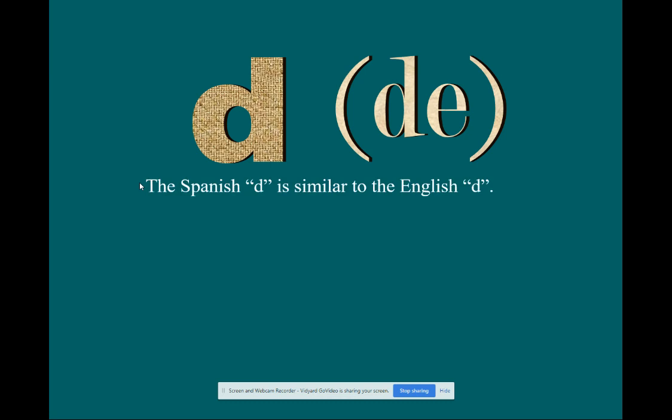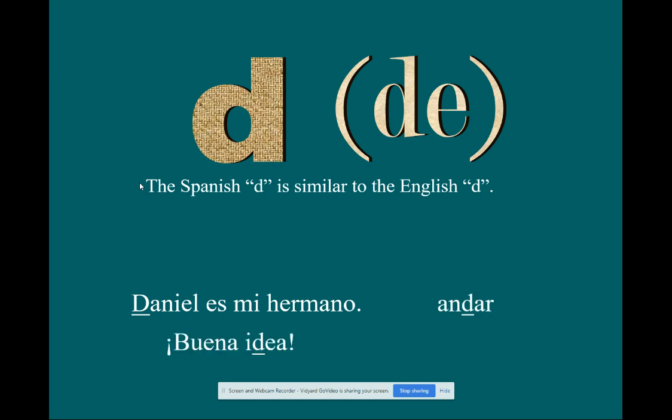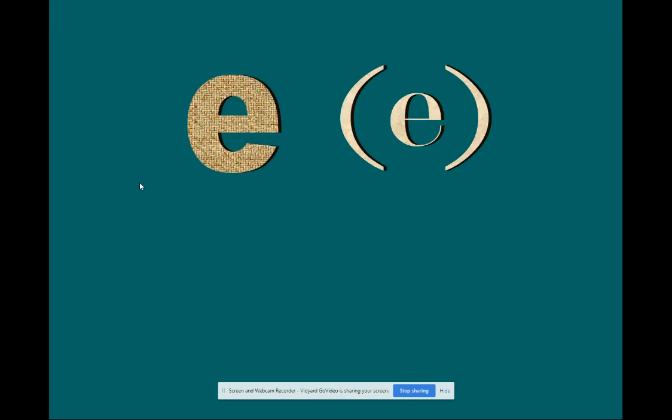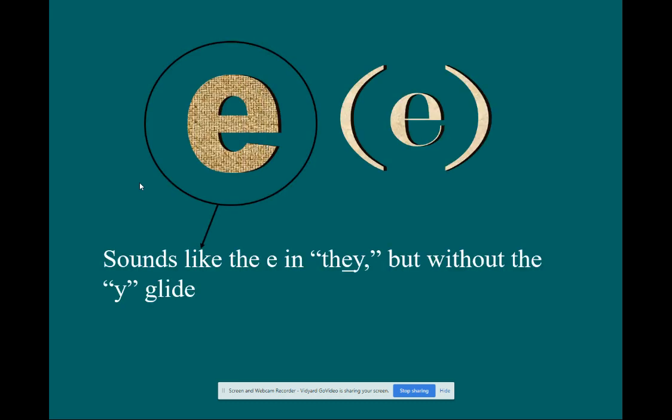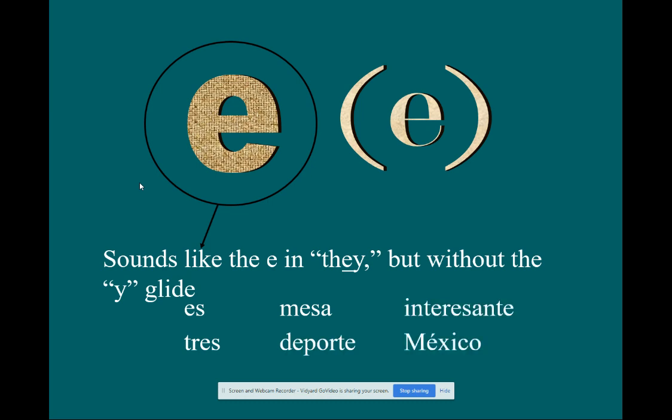Spanish D is similar to the English D. Daniel es mi hermano. Andar. Buena idea. Nada. E. Like the sound E in they, but without the Y glide. Es, tres, mesa, deporte, interesante, México.